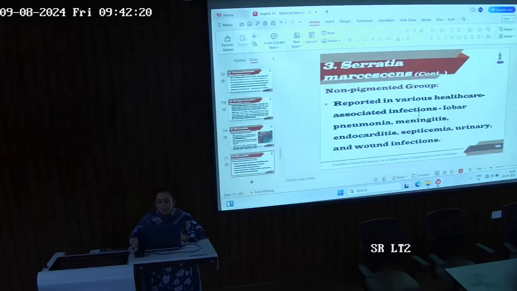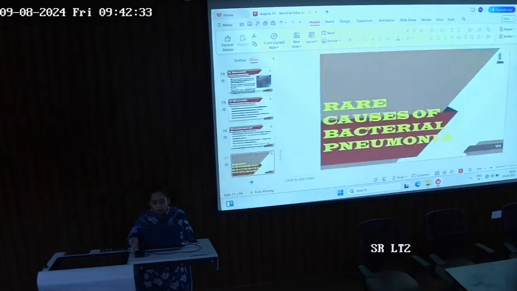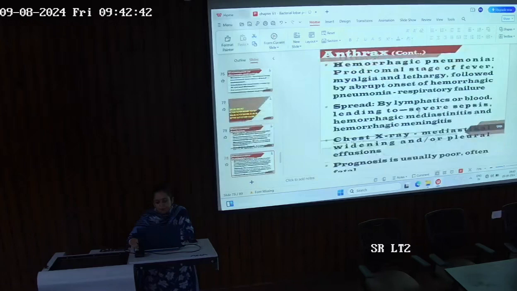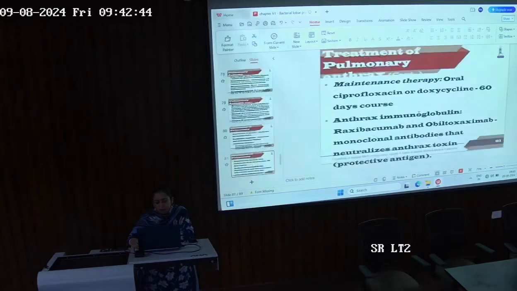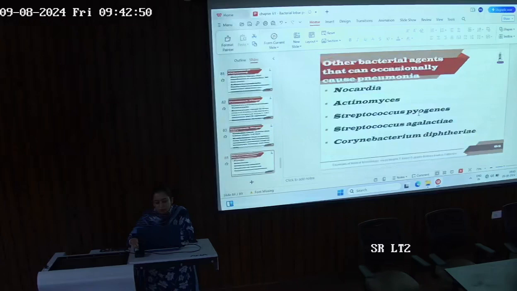The non-pigmented group is reported in various healthcare-associated infections: lobar pneumonia, meningitis, endocarditis, septicemia, urinary and wound infection. Then rare causes of bacterial pneumonia like Nocardia, Actinomyces, Streptococcus pyogenes, Streptococcus agalactiae and Corynebacterium diphtheriae. Thank you.